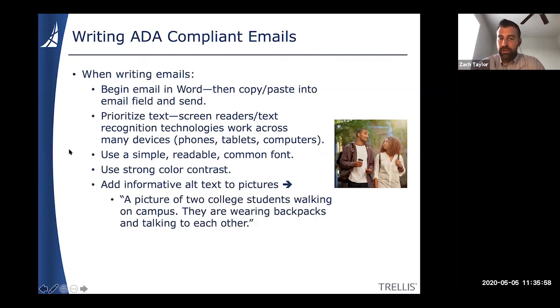Adding informational alt text to pictures. Here is an example of what I mean. When you're going to build your emails and start adding pictures and multimedia, I would caption this picture as a picture of two college students walking on campus. They are wearing backpacks and talking to each other. If I hovered my mouse over there and interacted with that element, and I was using a screen reader or a different assistive technology, I should have a description of what's actually happening in that picture.